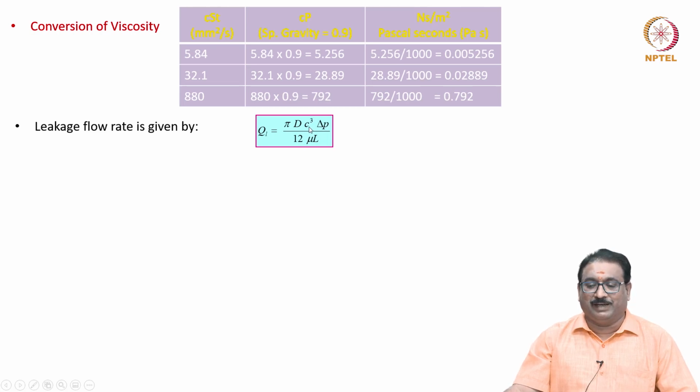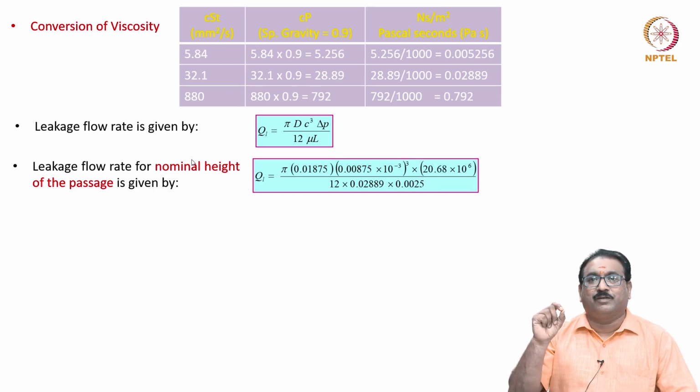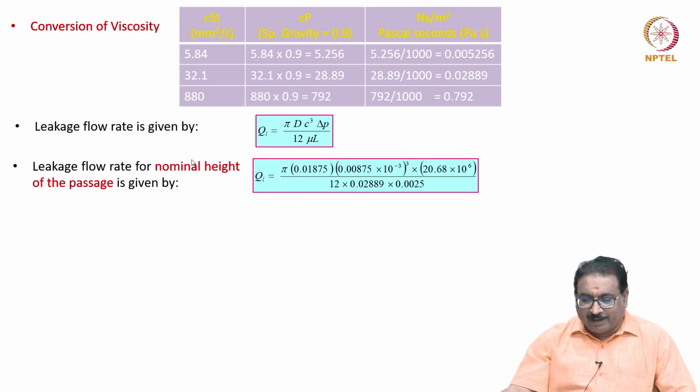Then the leakage flow rate is given by, as we already know, pi d c cube by 12 mu, delta p by L. You will remember it very easily: pi d c cube by 12 mu, delta p by L. Substitute all the values for the nominal height, and find out everything. For the nominal height, what is the leakage? Minimum height, what is the leakage? Maximum height, what is the leakage? We already found out in the previous slide how to calculate the minimum height, maximum height and nominal height. I am substituting the nominal height here.